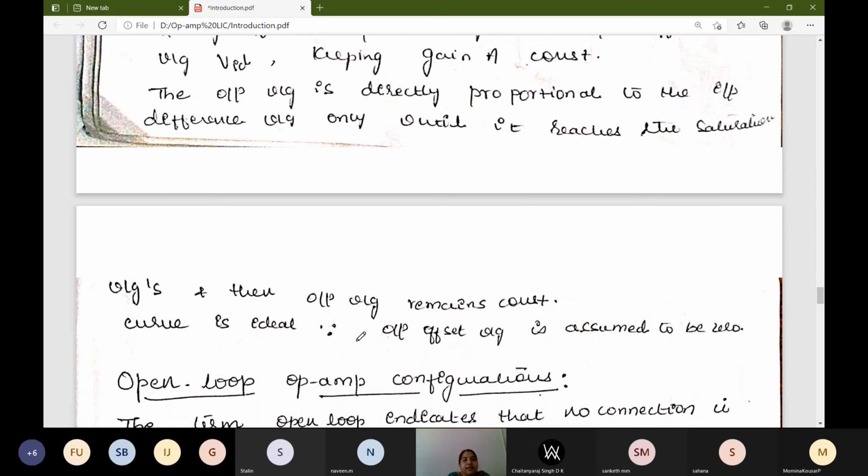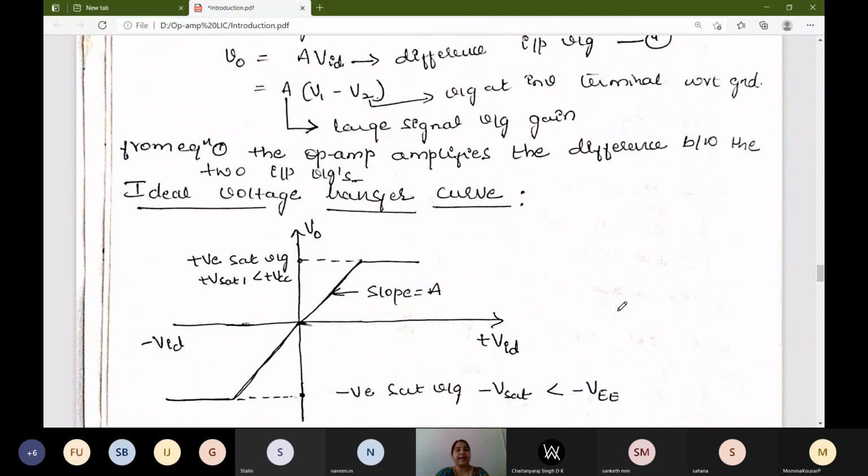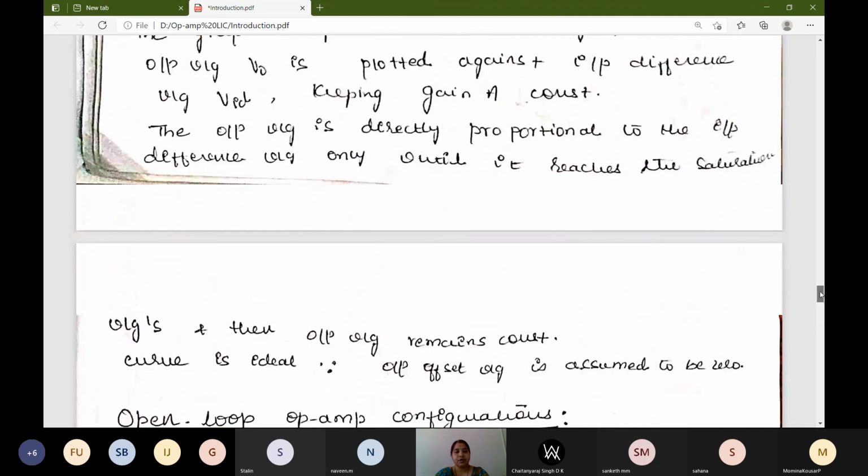So the curve is ideal because the output offset voltage is assumed to be 0. This is the transfer characteristics of the op-amp. It is an ideal voltage transfer curve, where we represent the graphical representation of the op-amp. The op-amp symbolic representation and characteristics are shown.